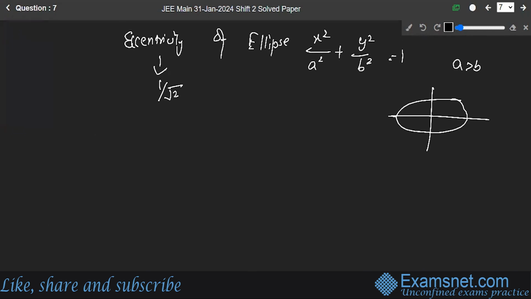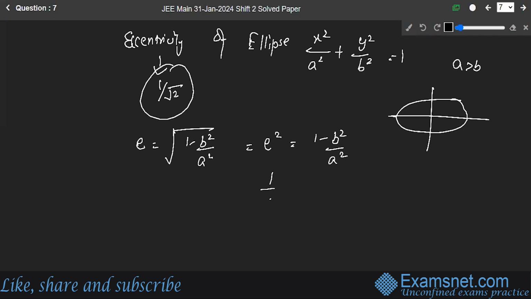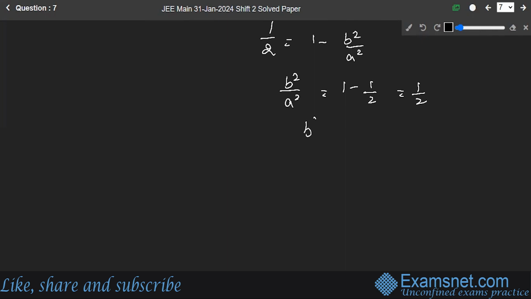And eccentricity is root of 1 minus b square upon a square. So you have eccentricity square is equal to 1 minus b square upon a square. This is 1 by 2 is equal to 1 minus this. Or you have b square upon a square is equal to 1 minus 1 by 2, which is equal to 1 by 2. Or you have b square is equal to a square upon 2. Right? Now, you are given the equation of the ellipse as this one, right? And I also have the equation b square is equal to this.